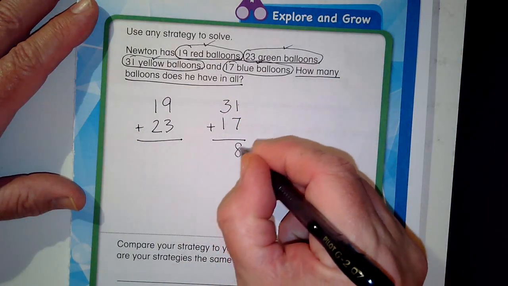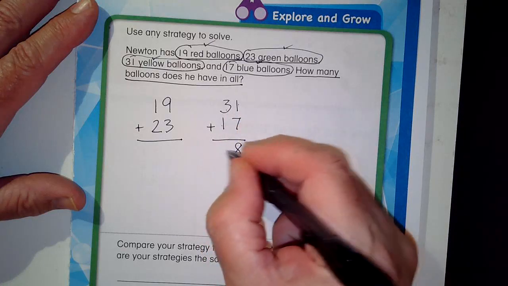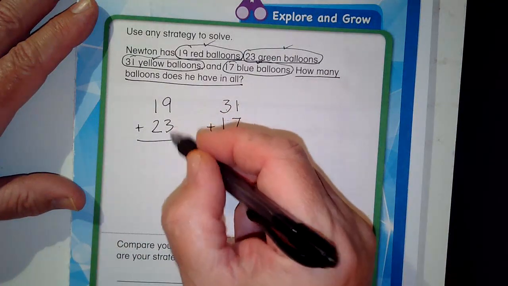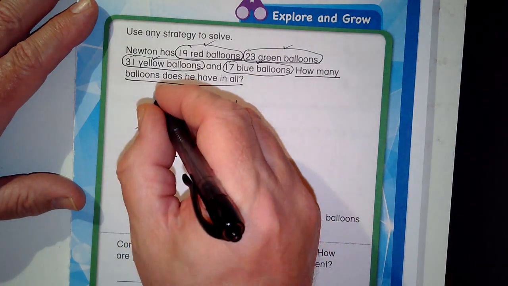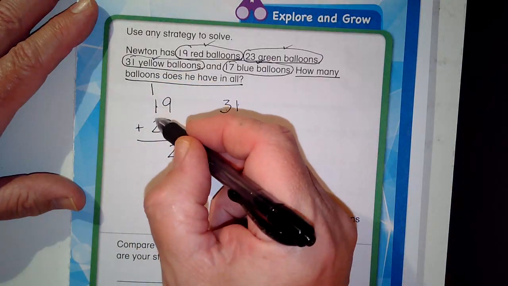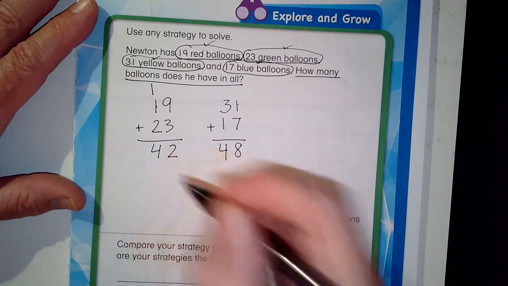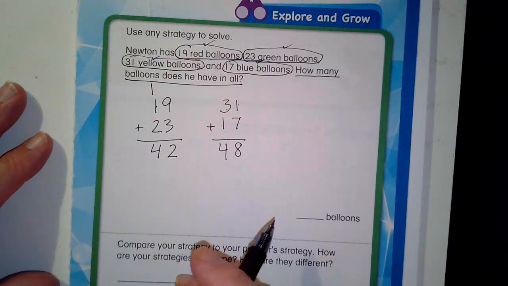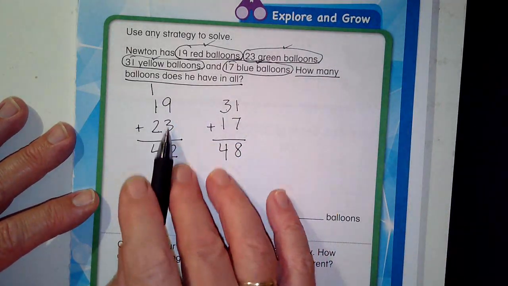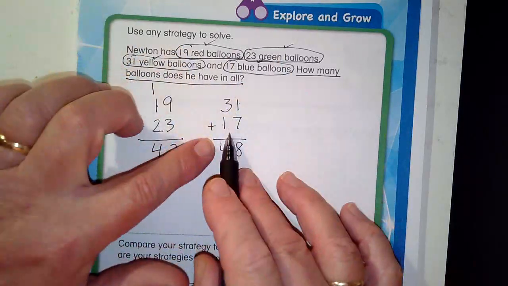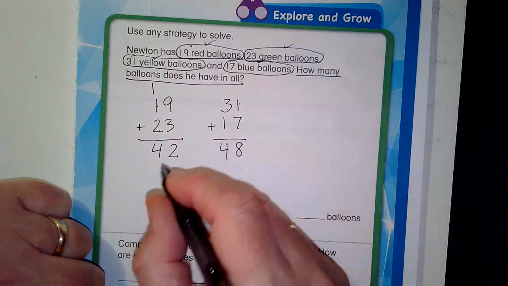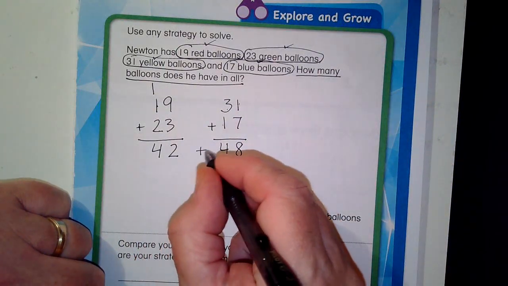So let's do this. 1 plus 7 equals 8. 3 plus 1 equals 4. 9 plus 3 equals 12, and that's more than 10, so I'm going to do this. 1 plus 1 is 2, plus 2 more is 4. Am I done? No, I'm not, because these are 2 of the balloons, and these are 2 more. So I need to add the answer from this and this.